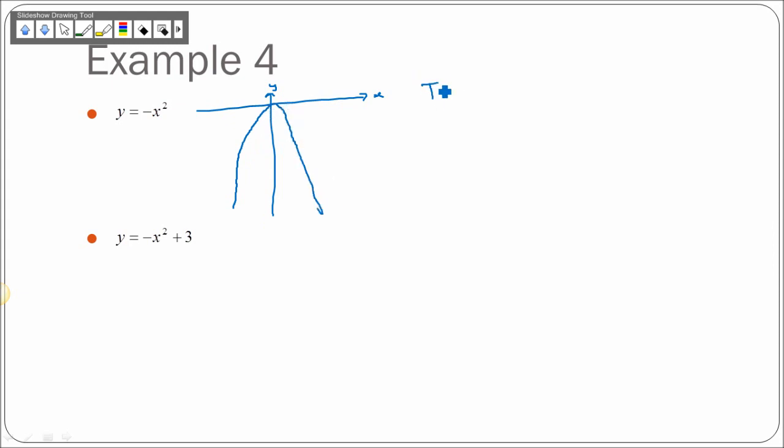Again, this one still hasn't changed. The turning point is still 0, 0. Hasn't changed from the x squared. But what has happened? You could say it in a few ways. It's the mirror image, or you can say it's been flipped over the y-axis. No, flipped. Okay, last one.